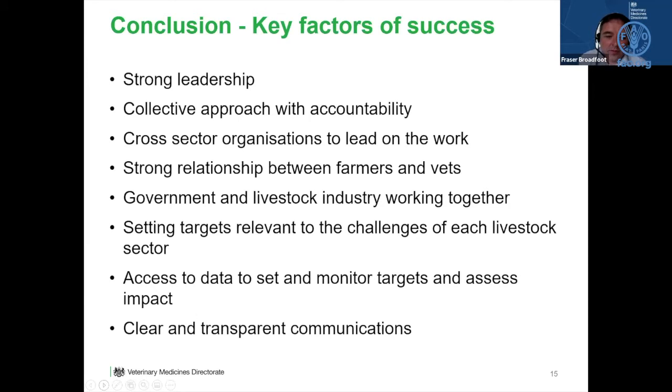And also finally, having clear and transparent communications, and I think having collective communications, for example, communications from the industry stewardship groups, from RUMA, I think that's really helped. So it kind of shows to the other farmers that actually the industry is behind this issue, and so therefore we need to act as well.